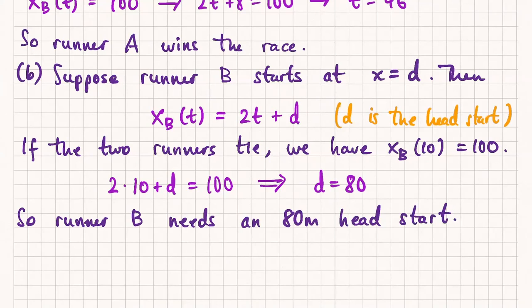So again, notice how in part B, we're making that initial position a variable, an unknown or unspecified constant. That plus 8 is now a plus d. And then we go back and say, okay, now we know what time they must finish at. So that's how we get d equals 80.